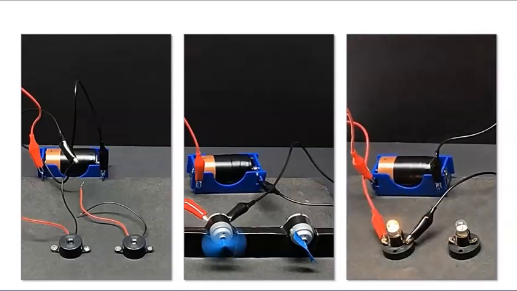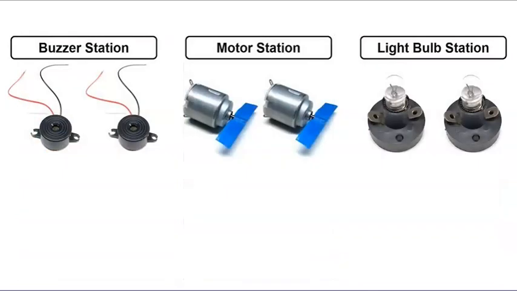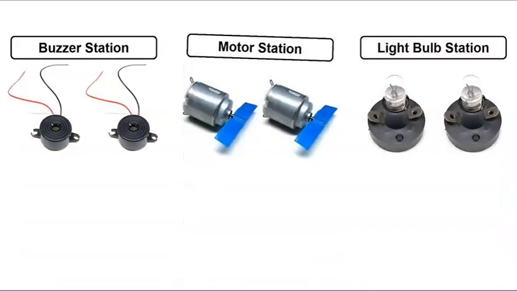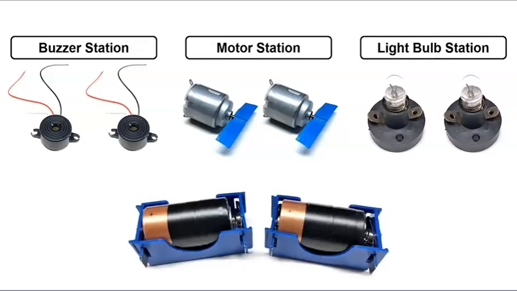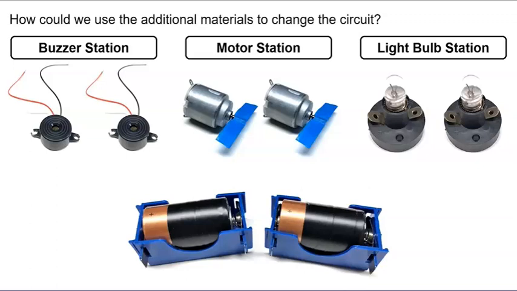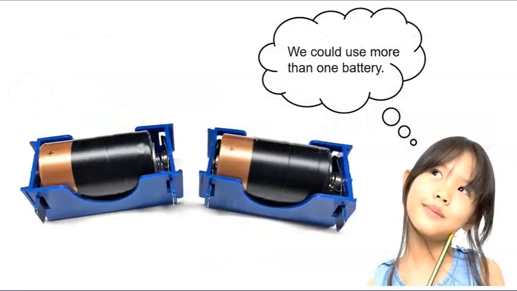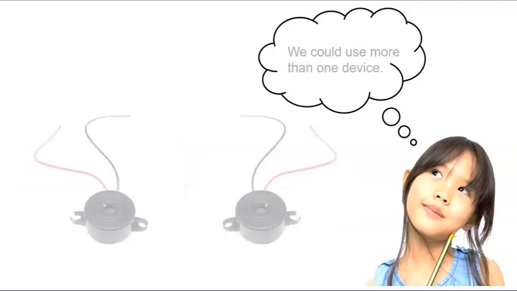Hey, we were right. But wait, we have 2 buzzers, 2 motors, and 2 light bulbs at each station. We also have 2 batteries and battery holders at each station. How could we use the additional materials to change the circuit? Do you think we could use more than 1 battery? I think so. We could use more than 1 device.